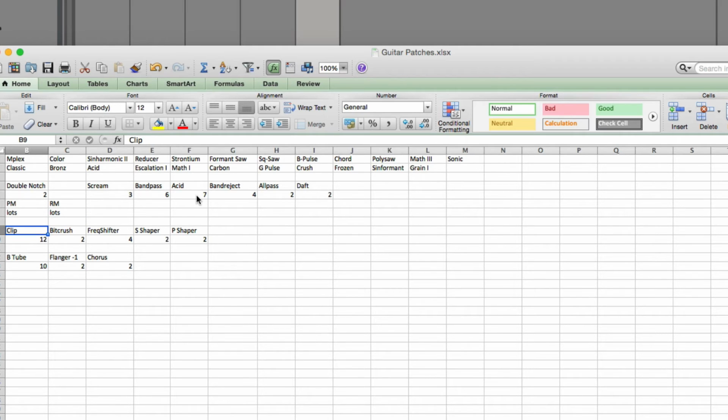For the insert effects, we have clipping 12 times, bit crush 2, frequency shift 4 times, sine shaper twice, and the parabolic shaper twice. And then for the final effects, we had B tube 10 times, flanger -1 mono twice, and chorus twice.